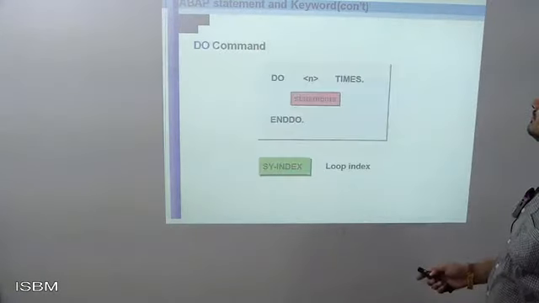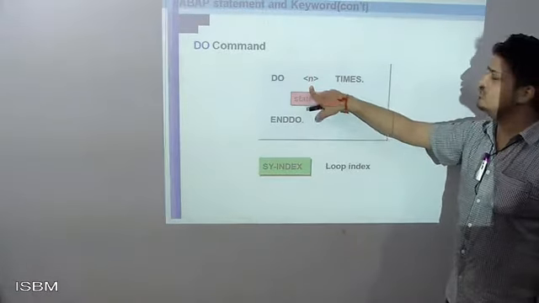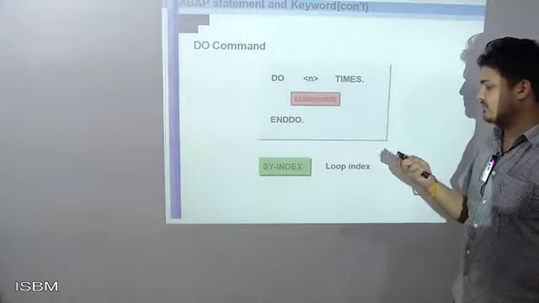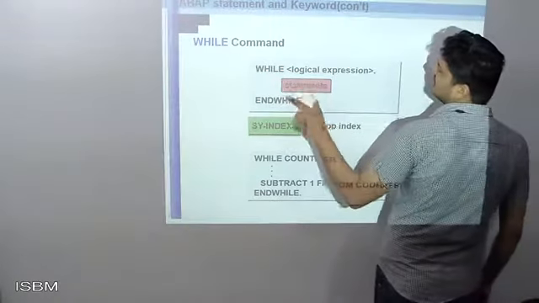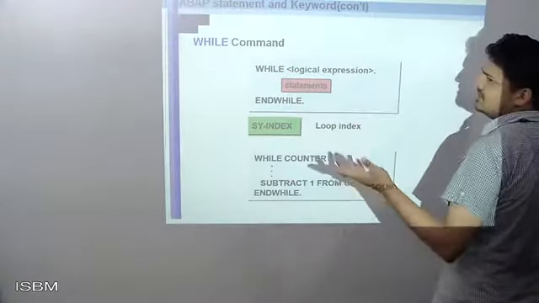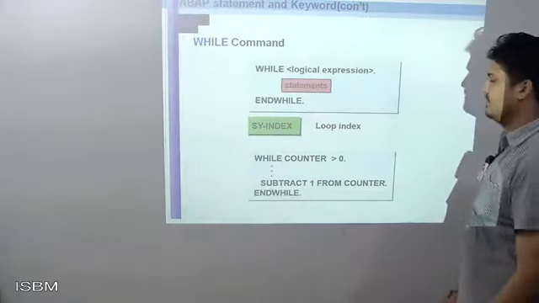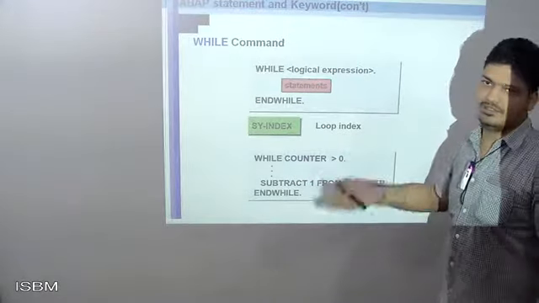So the do command runs n number of times, however many times you want. You can write your statements over here, and in do, sy-index we can use. Then we have the while statement, while and endwhile. You can give your expression, just like employee equal to 1, whatever, then the statements and endwhile. It works the same way. See, while counter is greater than 0, subtract 1 from the counter, and it keeps running in the loop.